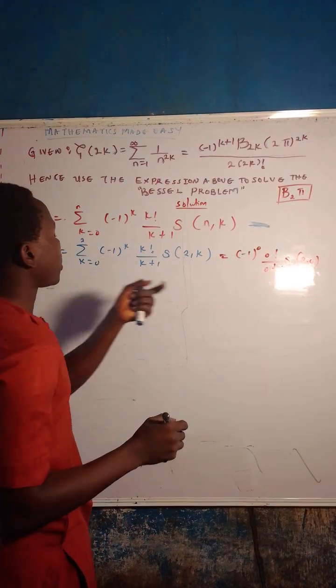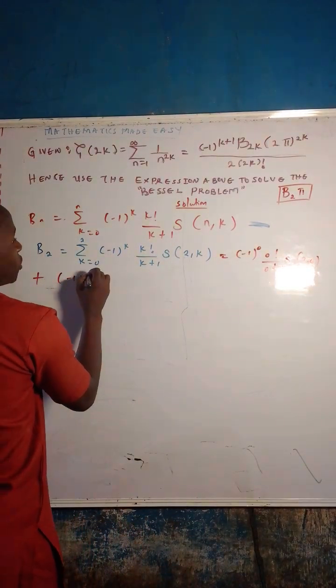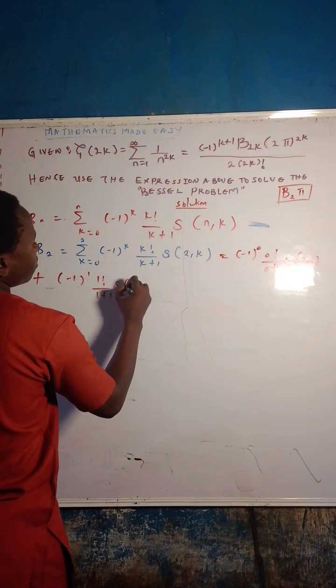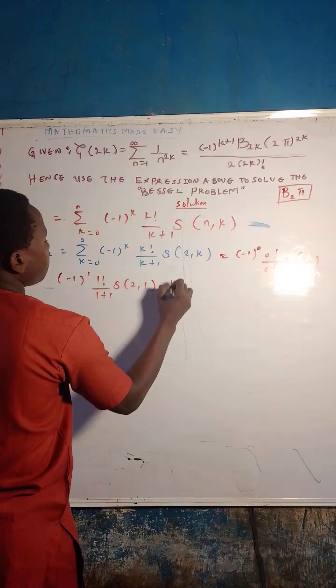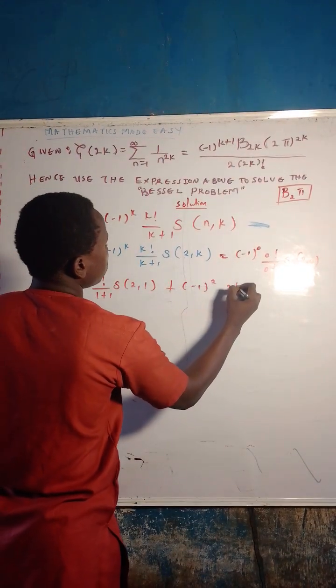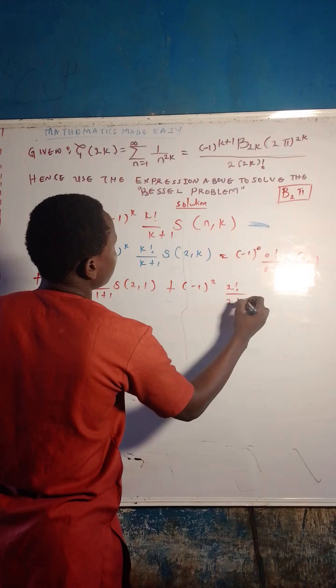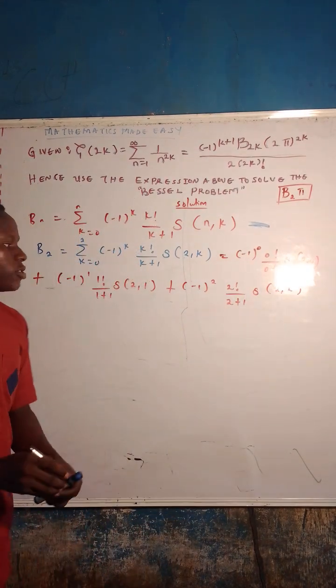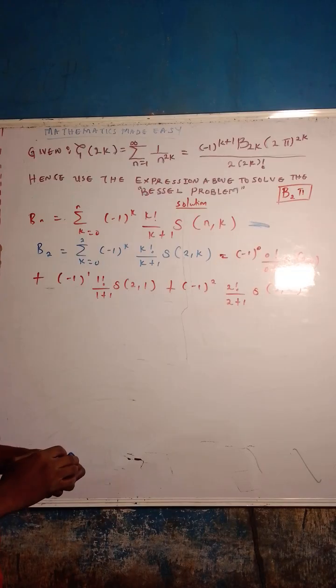when k is 1, we're going to have (-1) raised to the power of 1, multiplied by 1 factorial over 1 plus 1, multiplied by S(2, 1). Okay, plus when k is 2, we're going to have (-1) raised to the power of 2, multiplied by 2 factorial over 2 plus 1, multiplied by S(2, 2). Yeah, so that's what we are going to have.